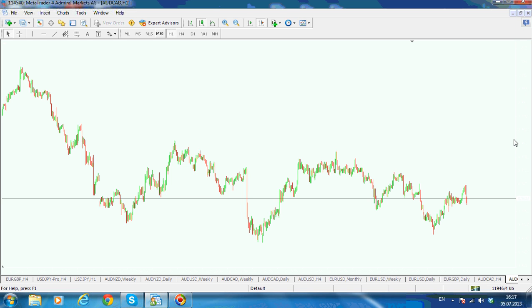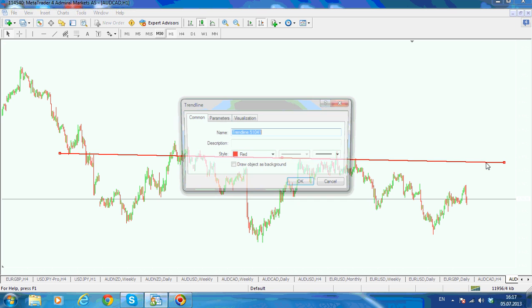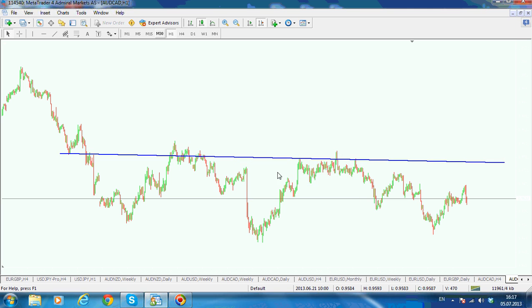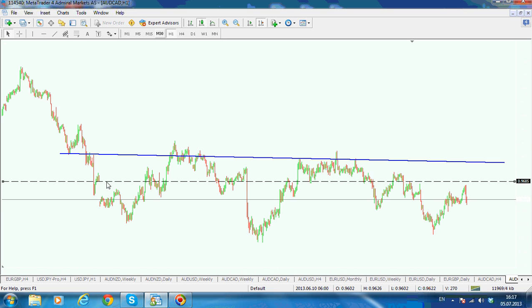Now based on that inverse head and shoulder scenario, I would say that this would be the neckline that I'm looking at, something like this, the blue one. And what I would like to take into consideration is this gap here. You see this gap here. This gap is being called a window in Japanese terms, and this is being a continuation pattern.